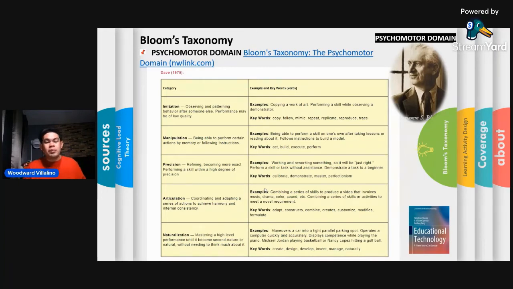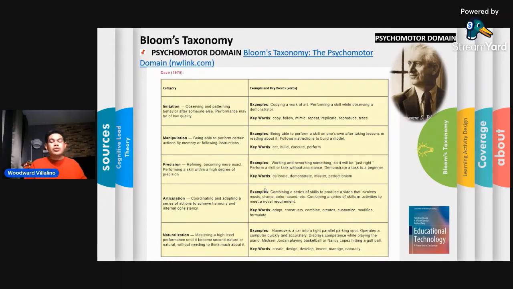Even Michael Jordan playing basketball, or Nancy Lopez hitting a golf ball. They started from mastering it and then it became natural. So the keyword to consider here is still create. How do they create this to become natural? How do they design this? How do they develop or invent or manage or naturally do it? These are the keywords that would identify the naturalization of a particular domain in psychomotor.